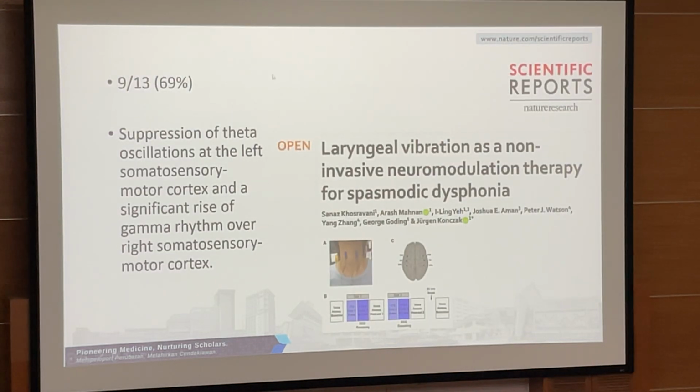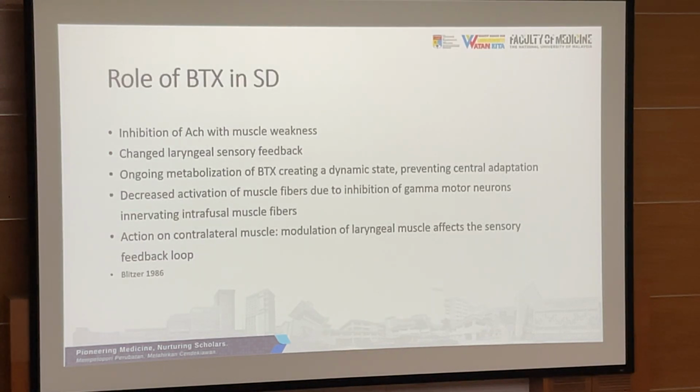Okay, another paper which is very interesting in spasmodic dysphonia used laryngeal vibration as a non-invasive neuromodulation therapy. 9 out of 13 patients were able to show good response. So the most widely used treatment in patients with spasmodic dysphonia is botulinum toxin. Why do we utilize it a lot? Because it treats many areas concerned in spasmodic dysphonia.